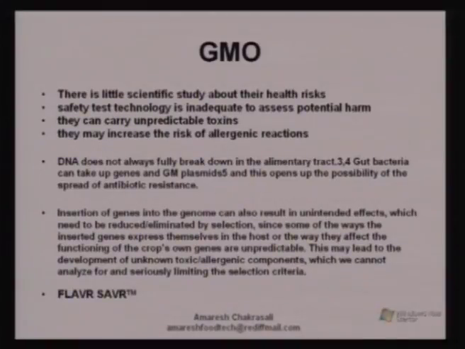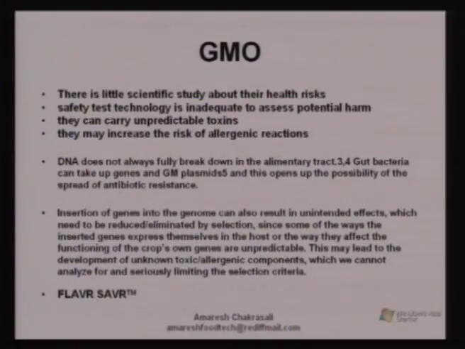Then the second thing is the insertion of genes into the genome. A very important thing to observe is that we are trying to play with the natural genome of an organism. Insertion of genes into a genome can also result in unintended effects. We are only trying to get some of the beneficial things like herbicide resistance or nutritional value, but there can be unintended effects which need to be reduced or eliminated by selection.